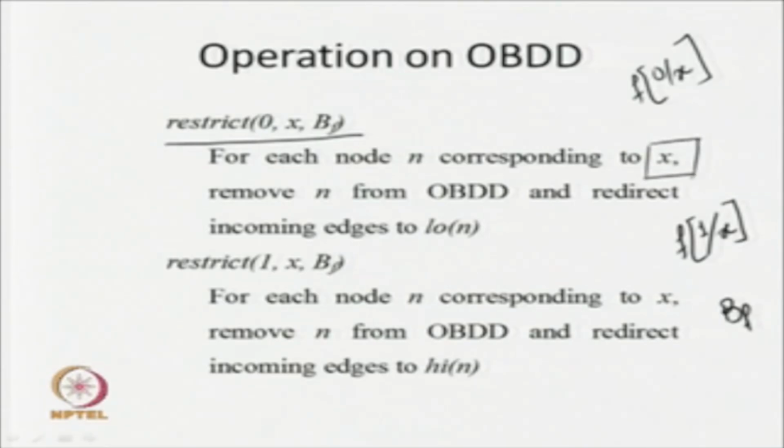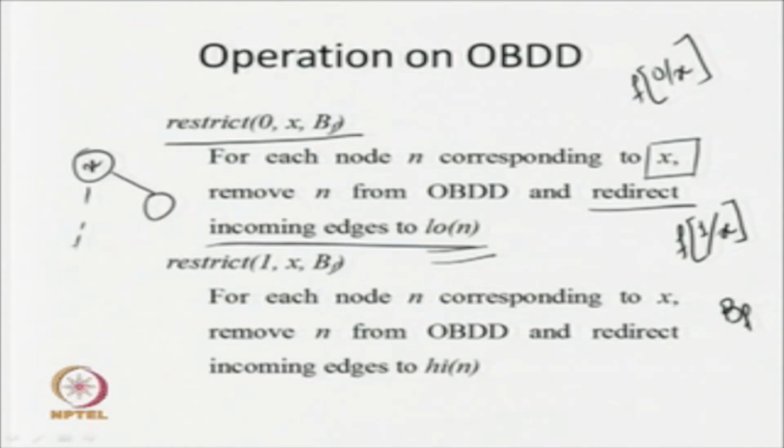So, we are going to look for all nodes that are labeled x, and we will remove all such nodes n, and we will redirect the incoming edges to low of n, because we are restricting x to be 0. So, basically if I have an x node over here and say these are your low and this is your high. So, when I restrict x to be 0, that means x will always be 0. So, this evaluation we are not going to consider.